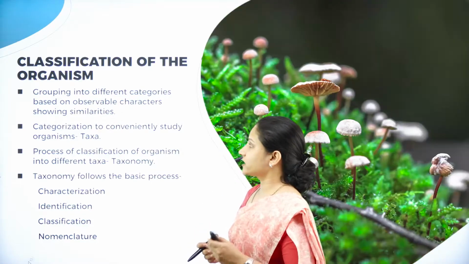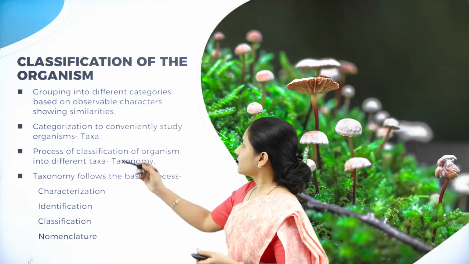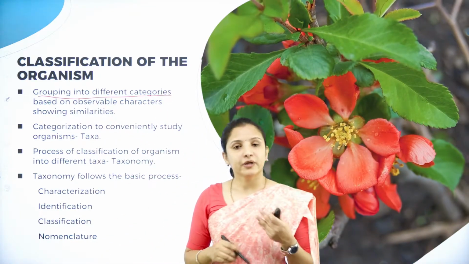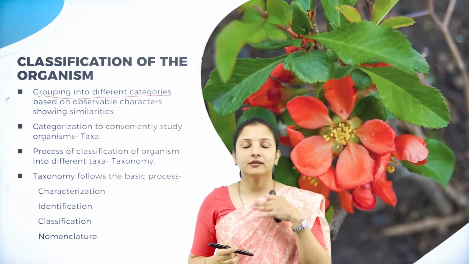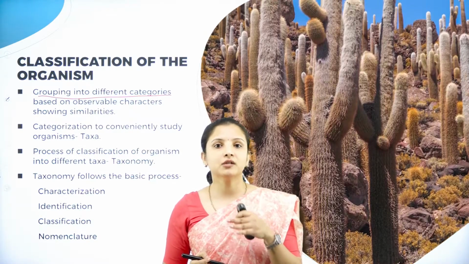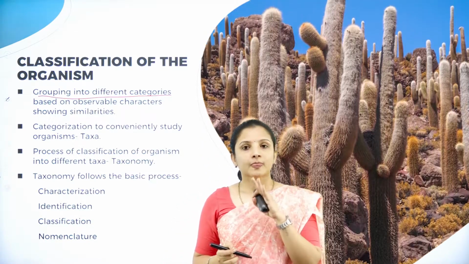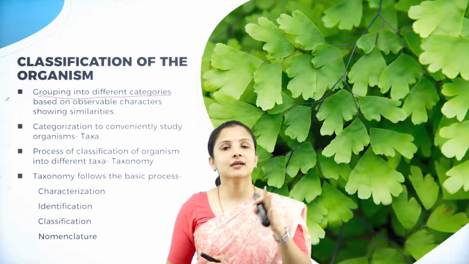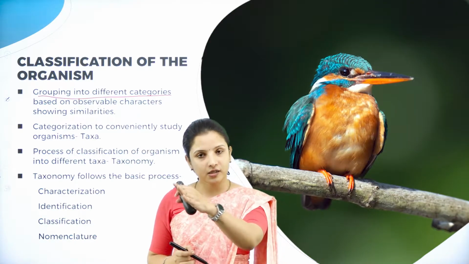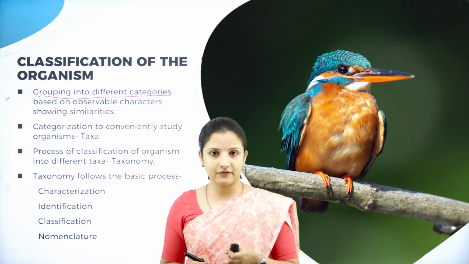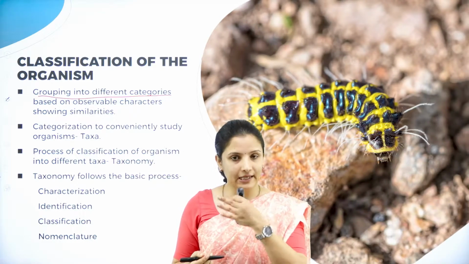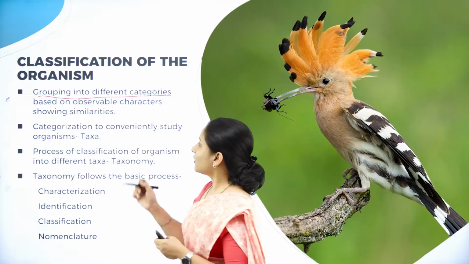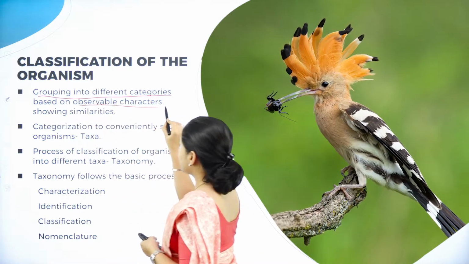Classification is nothing but grouping the organisms into different categories based on the characters that are visible to the naked eye. The best example is when you look at a plant, you can say it is a plant. When you look at an elephant, you can say it is an animal. How are you able to identify it? It is based on the observable characters.